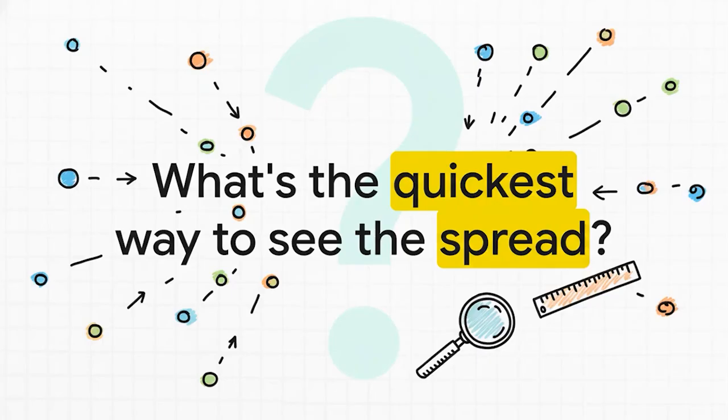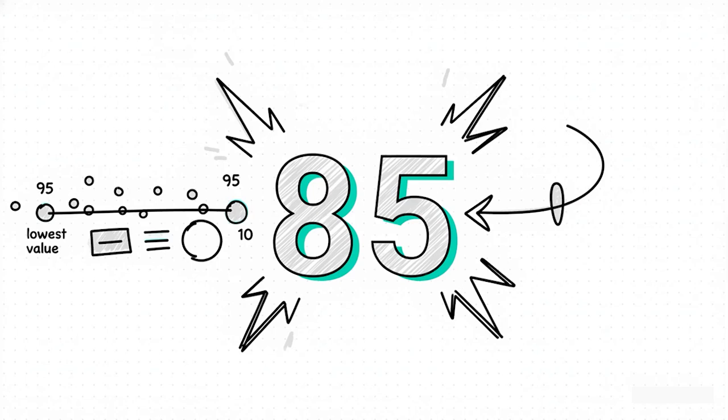So picture this. You have to describe that whole spread of scores using just one number. What's the absolute fastest, simplest way you could possibly do it? Well, the answer is our first measure. Boom! 85. That's our range. It's super simple to calculate. You just take the highest value in the set, which is 95, and subtract the lowest value, which is 10, and there you have it. It gives us a quick, single number to represent the total spread from top to bottom.